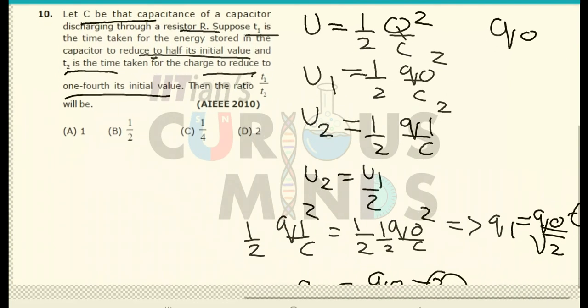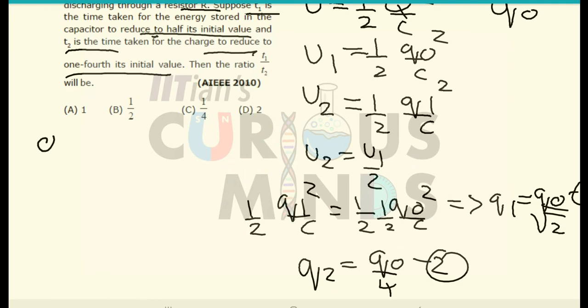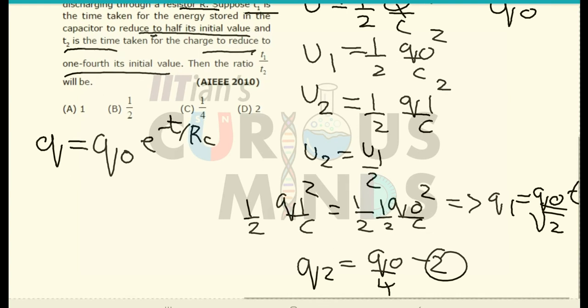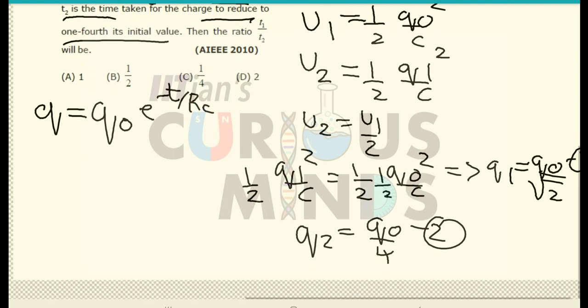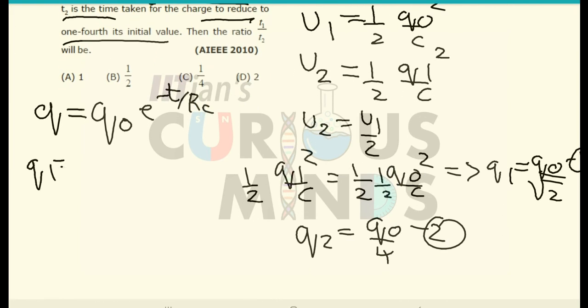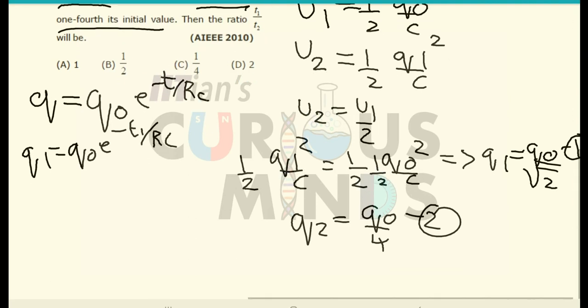Now the charge follows a rule. The charge when a capacitor is discharging, Q will be equal to Q naught e raised to minus t divided by RC. In the first case the time taken is equal to T1. So let me substitute Q1 is equal to Q naught e raised to minus T1 divided by RC, where RC remains constant. RC does not vary with time.